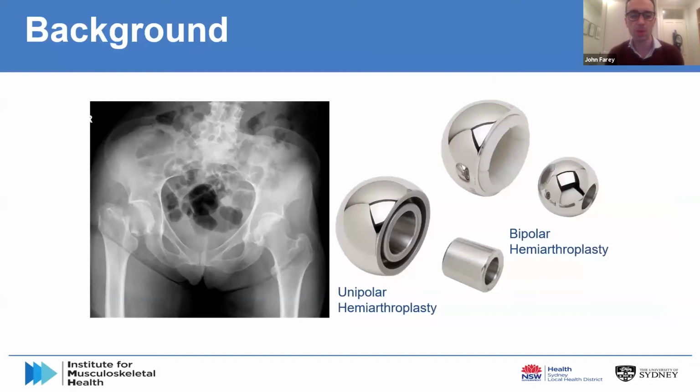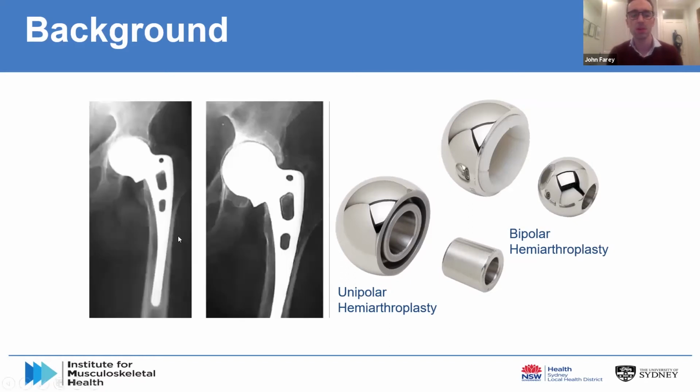So classically, displaced subcapital neck of femur fractures have been managed with hemiarthroplasty, and contemporary surgeons have offered two choices of prosthesis, either the unipolar prosthesis or the bipolar prosthesis, which features that additional articulating surface between the femoral head replacement and the stem. The reason that additional articulating surface was introduced was to prevent this complication, which you see here on the left, which is a historical X-ray showing that the prosthesis has started to migrate into the pelvis. It's called acetabular erosion.